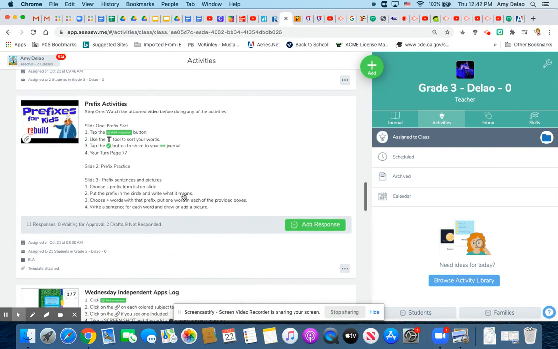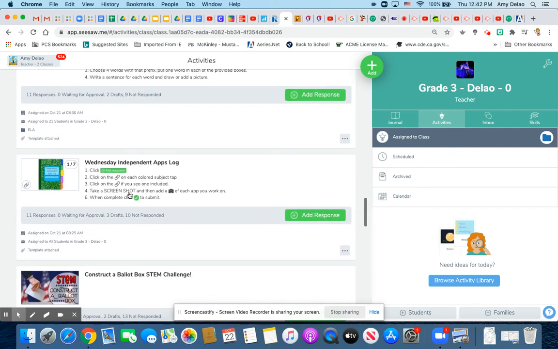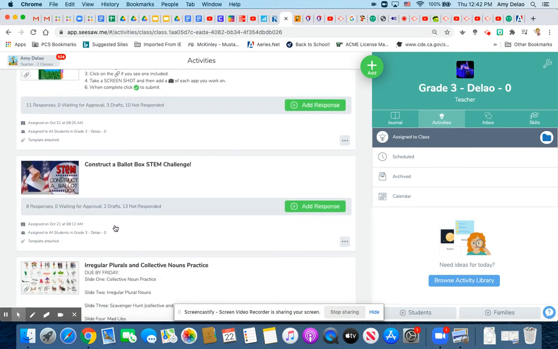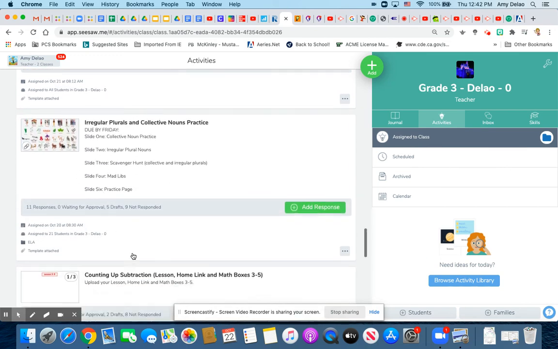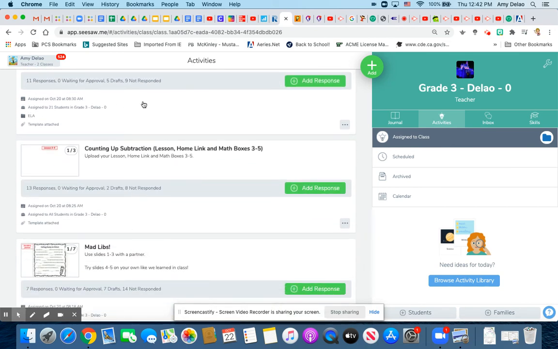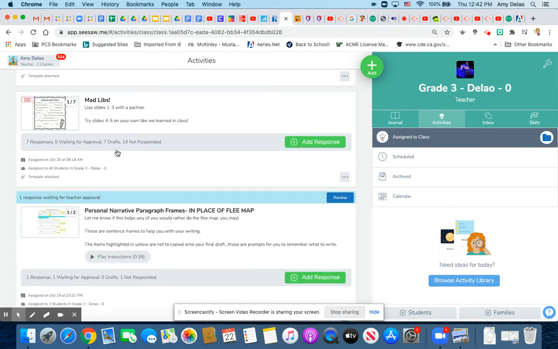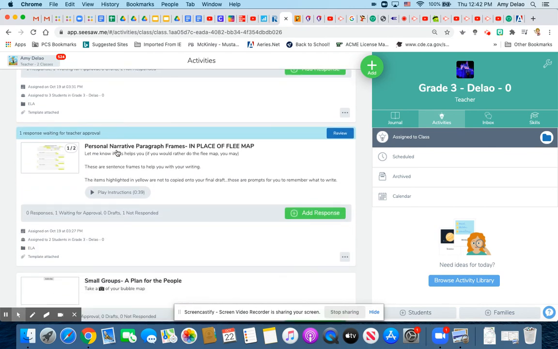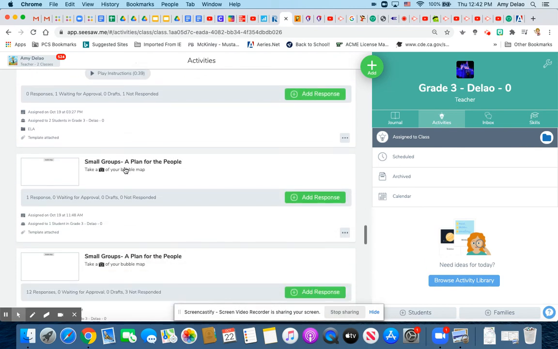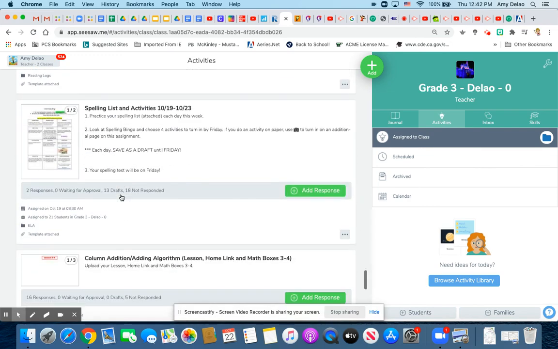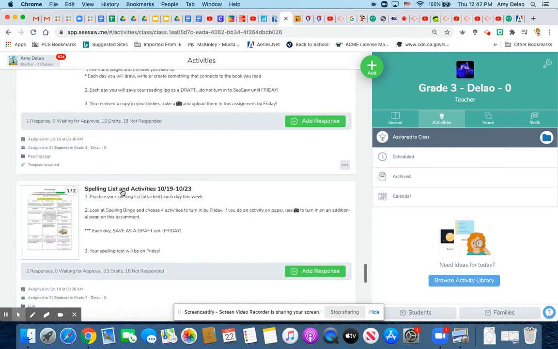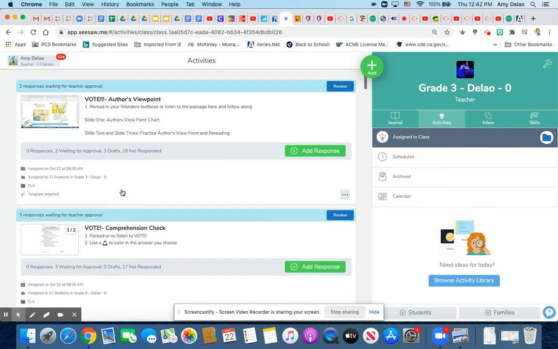And then don't forget that you have a prefix assignment, your Wednesday Independent app. There's a lot of you that haven't turned in your ballot boxes, irregular plurals. I'm sure you can see there's 8 or 9 of you that haven't responded to things. Mad Libs. Make sure you have your flea maps or your paragraph frame. If I assign that to you, make sure that's ready for tomorrow. And reading logs and spelling. Those are all due tomorrow. And you have grammar that's also due tomorrow. So you have lots of things to do.